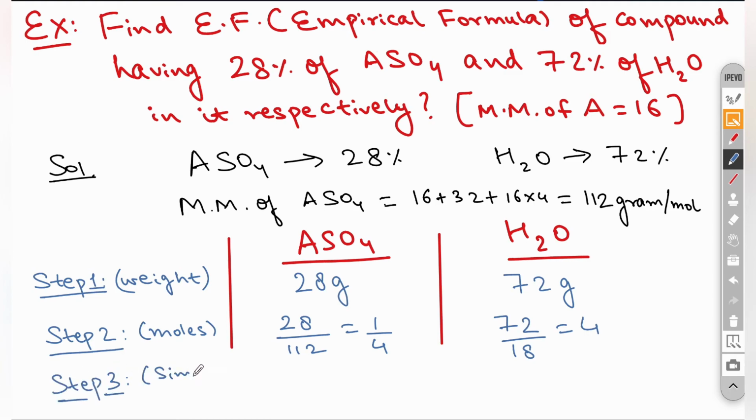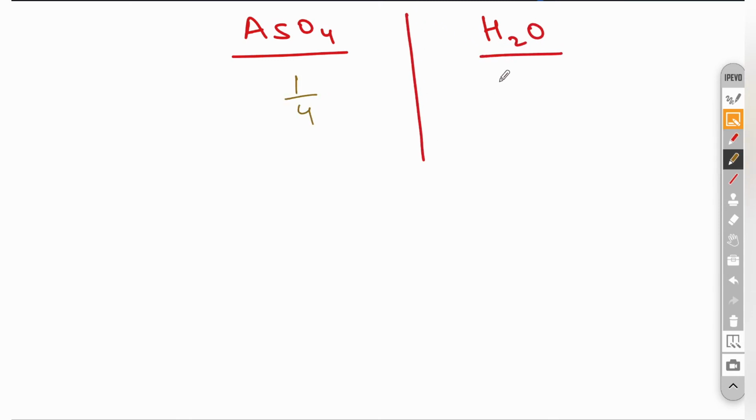Step 3, simplest whole number ratio. We can clearly see in step 2 that it is not in the simplest whole number ratio, therefore step 3 is required. The ratio was 1 by 4 : 4. We will solve it further. ASO4 and here water, 1 by 4 : 4. Again write step number 3, so it will be clearer.